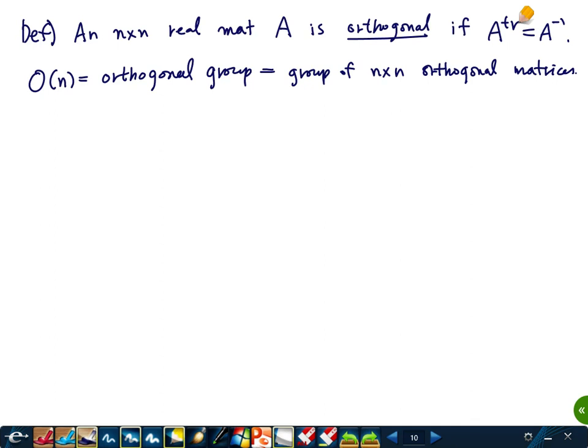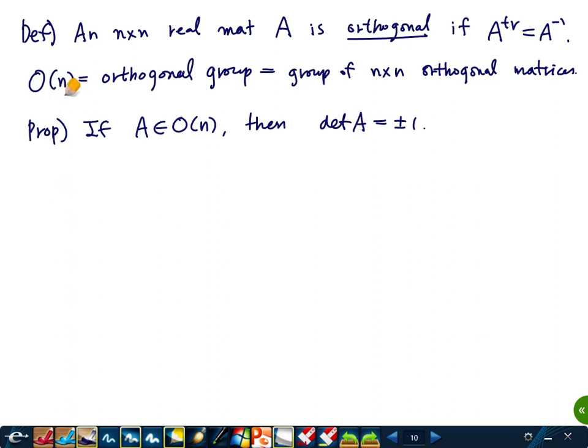Okay, and by the same argument as in the previous proposition, if A is orthogonal, then the determinant is plus or minus 1, because now the determinant is real. The absolute value of the determinant is 1, but now it's a real number, so it's plus or minus 1. By the way, it's a matrix Lie group.